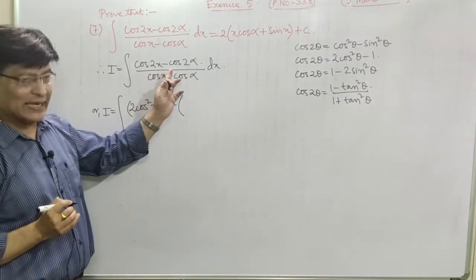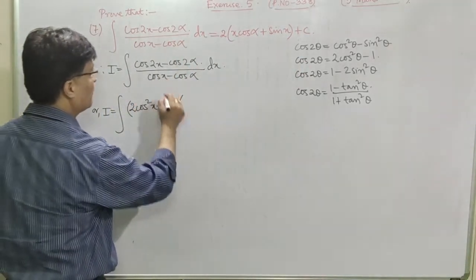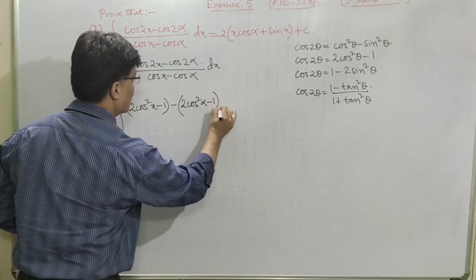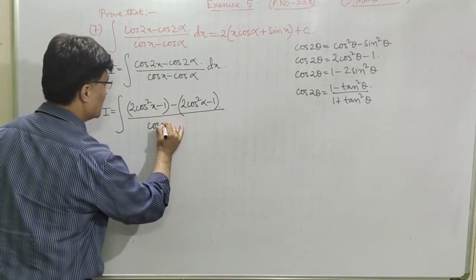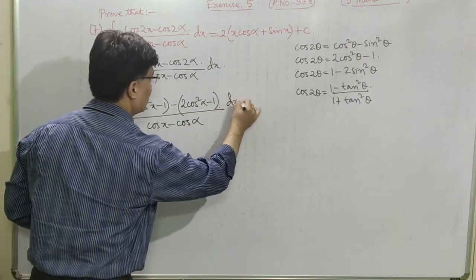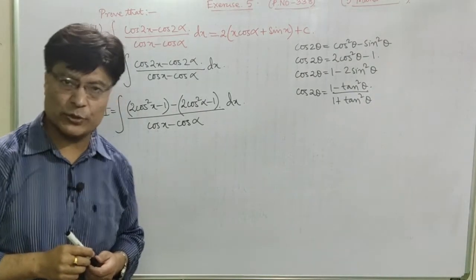Now in this case, instead of this theta, there is alpha. So what is the formula for cos 2 alpha? It is 2 cos square alpha minus 1. This whole divided by cos x minus cos alpha. Then you can write here dx. I think you have understood it.